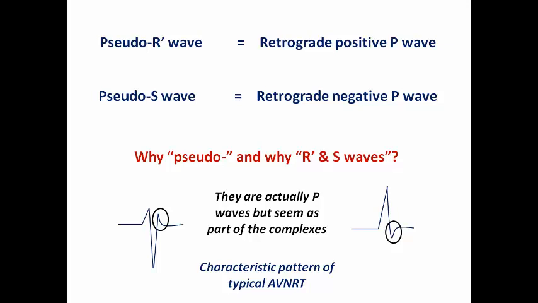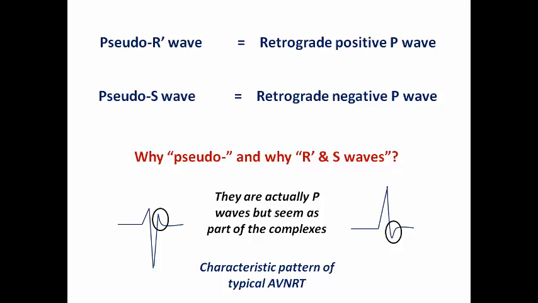This pattern, of course, is very characteristic of typical AVRT, because in typical AVRT, the retrograde conduction occurs over a very fast pathway, so the P waves are very near to the complex that sometimes they may be hidden inside the complex or appear fused with the end of the complex. So the presence of pseudo R and pseudo S wave is very suggestive of typical AVRT.